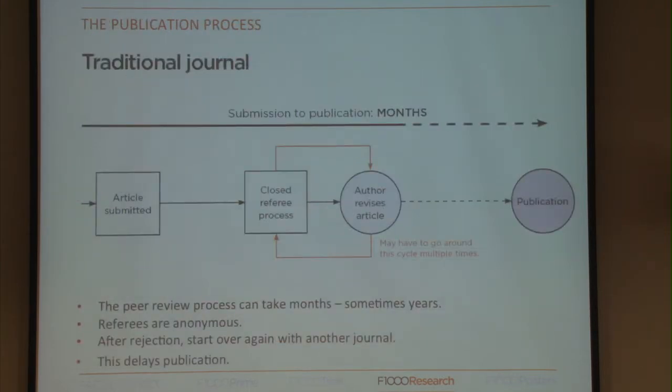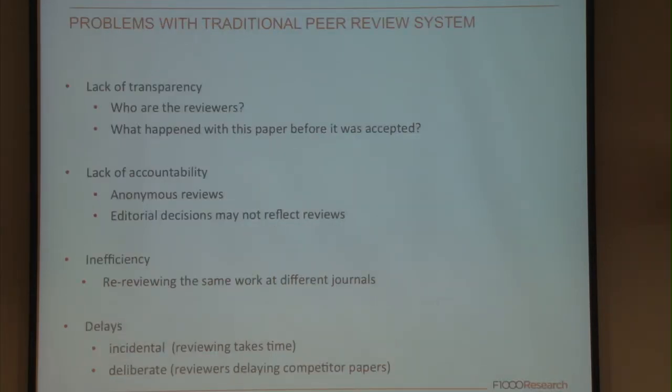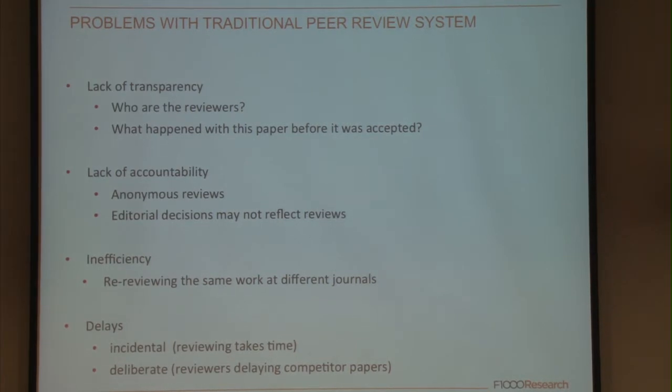Now, I'm not going to go through how traditional peer review works, because I'm sure that you're all very familiar with it. But I am going to point out some of its shortcomings. For example, lack of transparency, because most of the time it's anonymous. You don't know who the reviewers are or what happened with the paper before it was accepted. There's also a lack of accountability, again, because the reviewers are a lot of the time anonymous. And sometimes the editorial decisions don't actually reflect the reviewer comments.